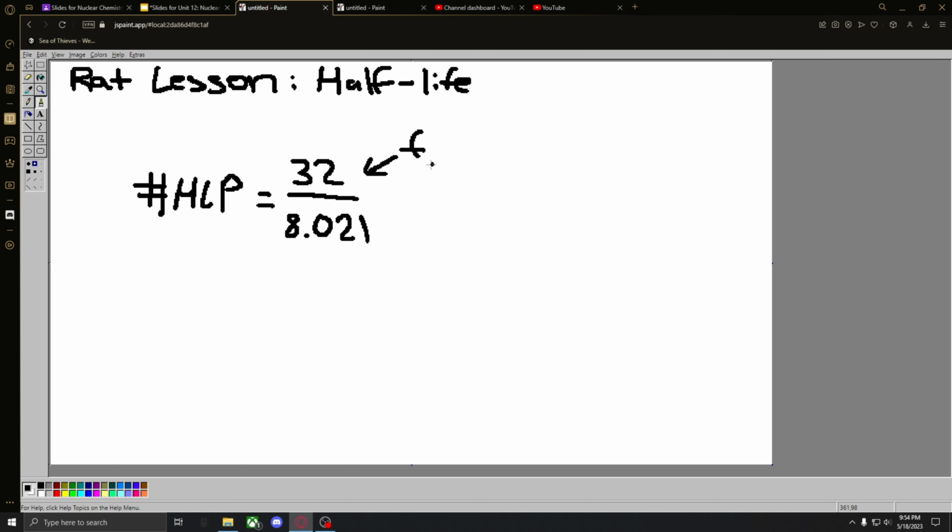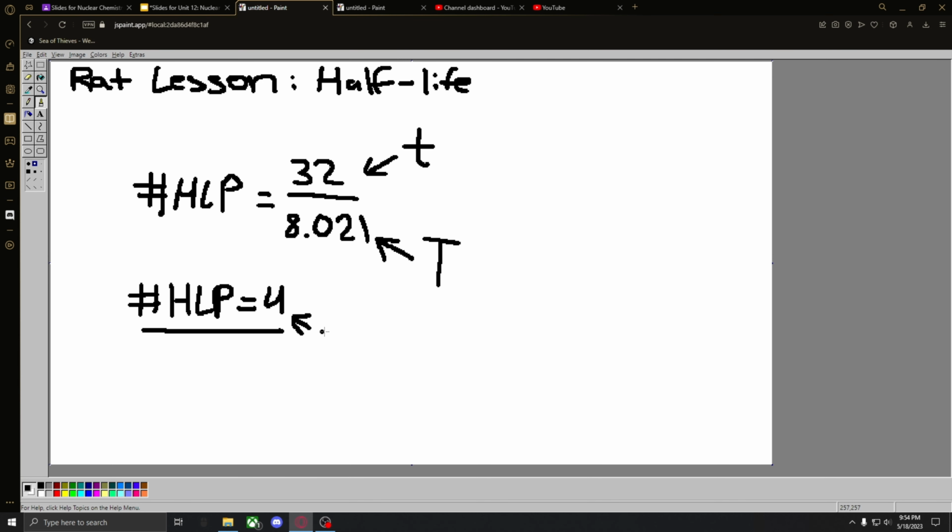So time, and this is our half-life. Basically we just do basic division for this one now. 32 divided by 8.021 and we get around 4. So our number of half-life periods is 4. This is not our answer. This is how many arrows there are. So 4 arrows.